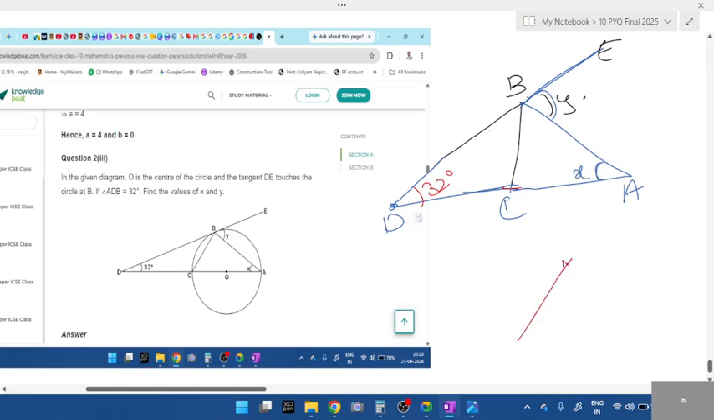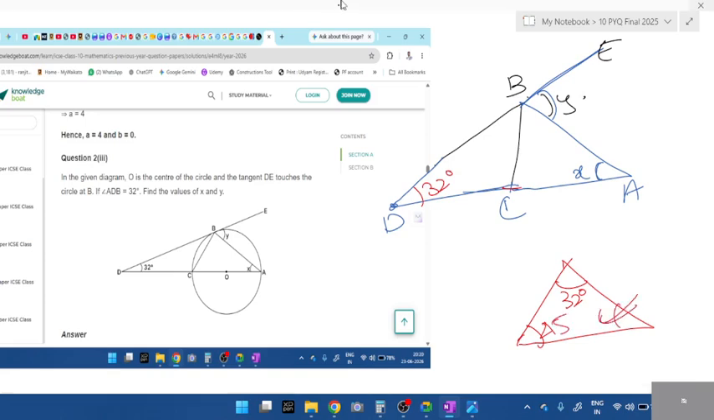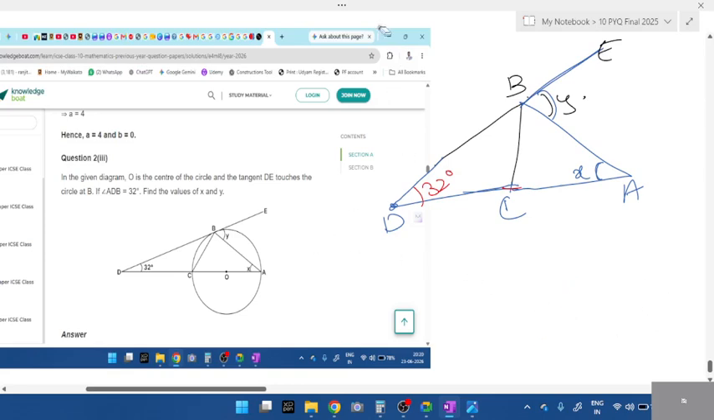Even in a triangle, student, minimum how many angles are required to find the rest? Minimum we need two angles, right? All of you know this, right? At least two angles to find the third angle. But in this question, how many values are given? Only one angle is given.